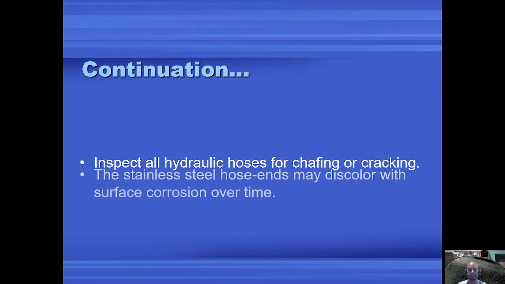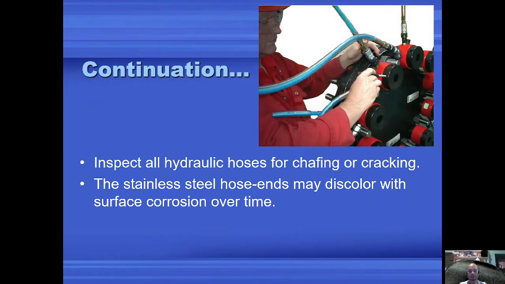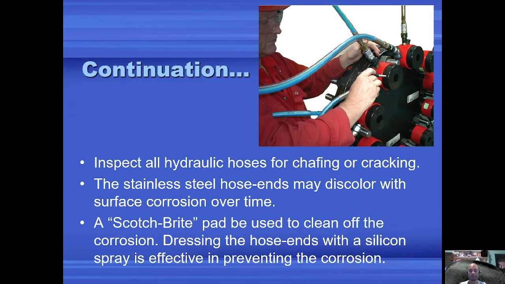Always replace. Stainless steel hose ends may discolor with surface corrosion over time. A Scotch-Brite pad can be used to clean off the corrosion. Dressing the hose ends with a silicone spray is effective in preventing the corrosion. But on most ships, they use a grease type tape. This tape will be put all around the steel hose ends, so that even when rain or moisture comes, the metal will not be corroded and there will be no surface corrosion.